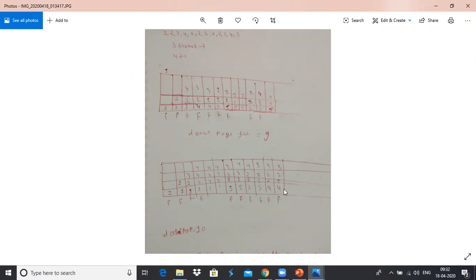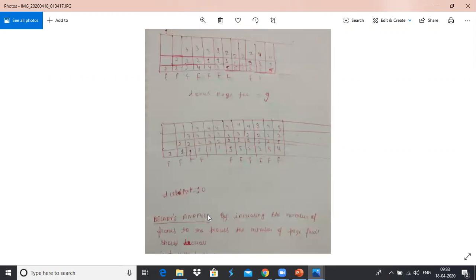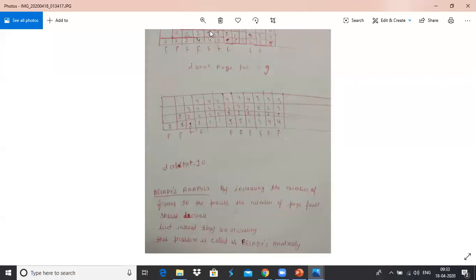So see here, after increasing the number of frames from 3 to 4 and applying this FIFO replacement algorithm on the same reference string, we can see that the total number of page faults is increasing. It becomes 10, in place of 9. So that is Belady's anomaly.